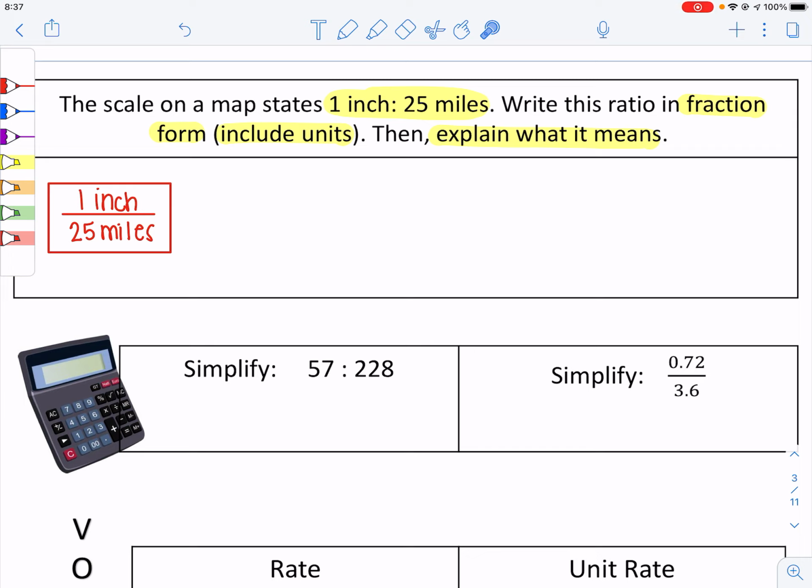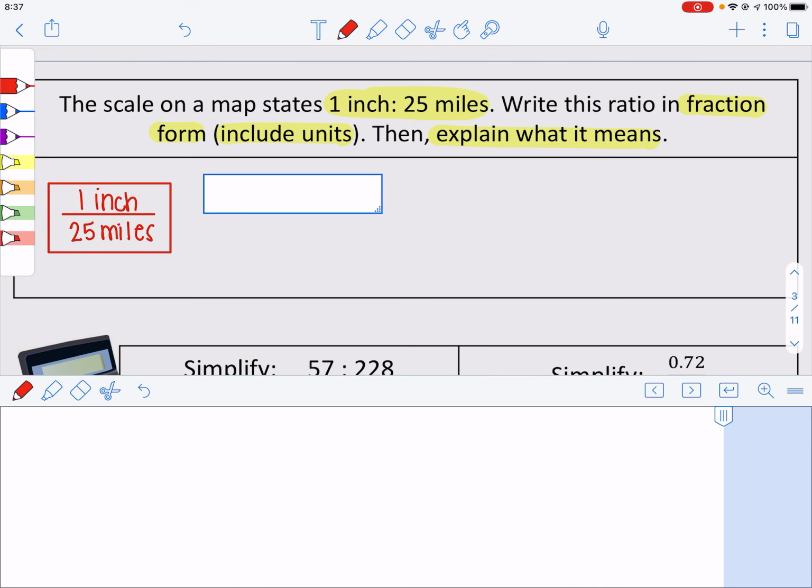So on this map, it states that 1 inch is 25 miles. So what that means is for every inch that you count on that map, if you take a ruler, every inch that is on that map is actually 25 miles in real life. So between point A and point B, if on a map that's 1 inch, it'd be a little bit closer. If this is 1 inch right here, then that means in real life, to get from point A to point B, it would be 25 miles.